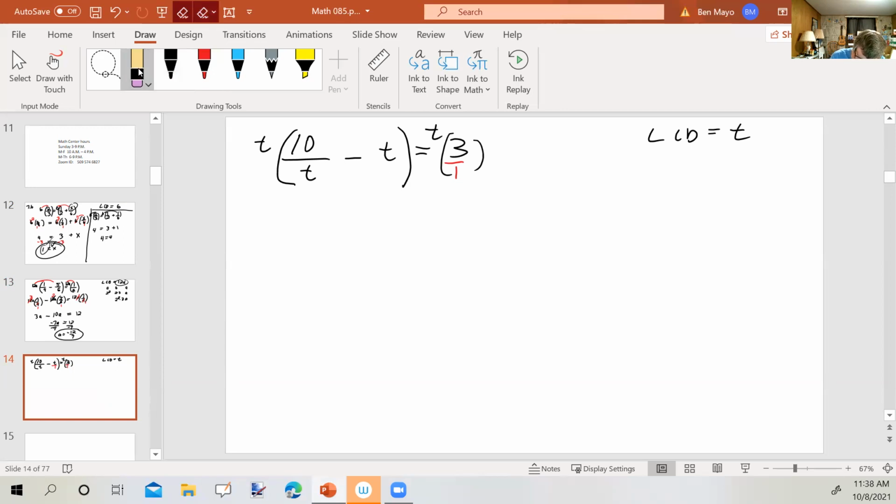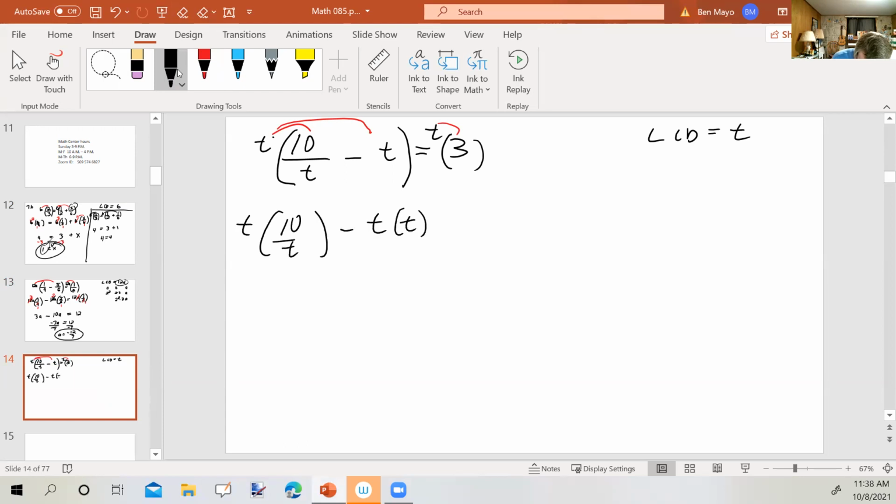I'm going to go ahead and erase that extra stuff because we don't really need it there. So distributing there and there, multiplying, we get t times 10 over t minus t times t equals t times 3.